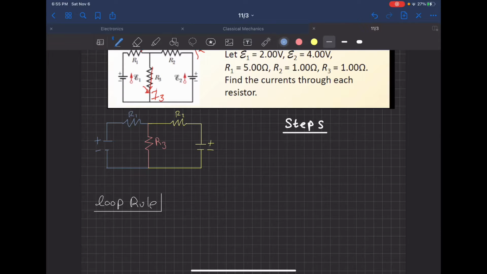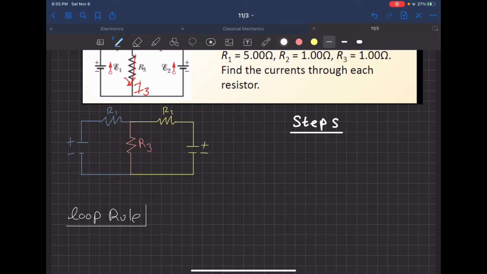All right, let's get into this problem. So I'm just going to run through the steps. Our first step is going to be to define our loop.